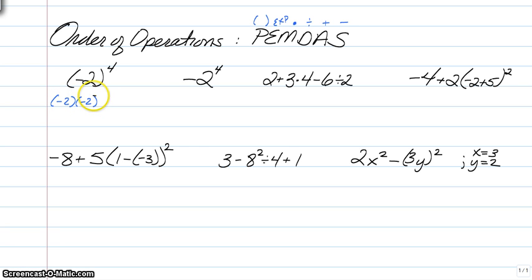-2 times -2 times -2 times -2. So negative times a negative times a negative times a negative. There's an even number of negatives. That changes it to a positive. 2 to the fourth is 16, so this is a positive 16.